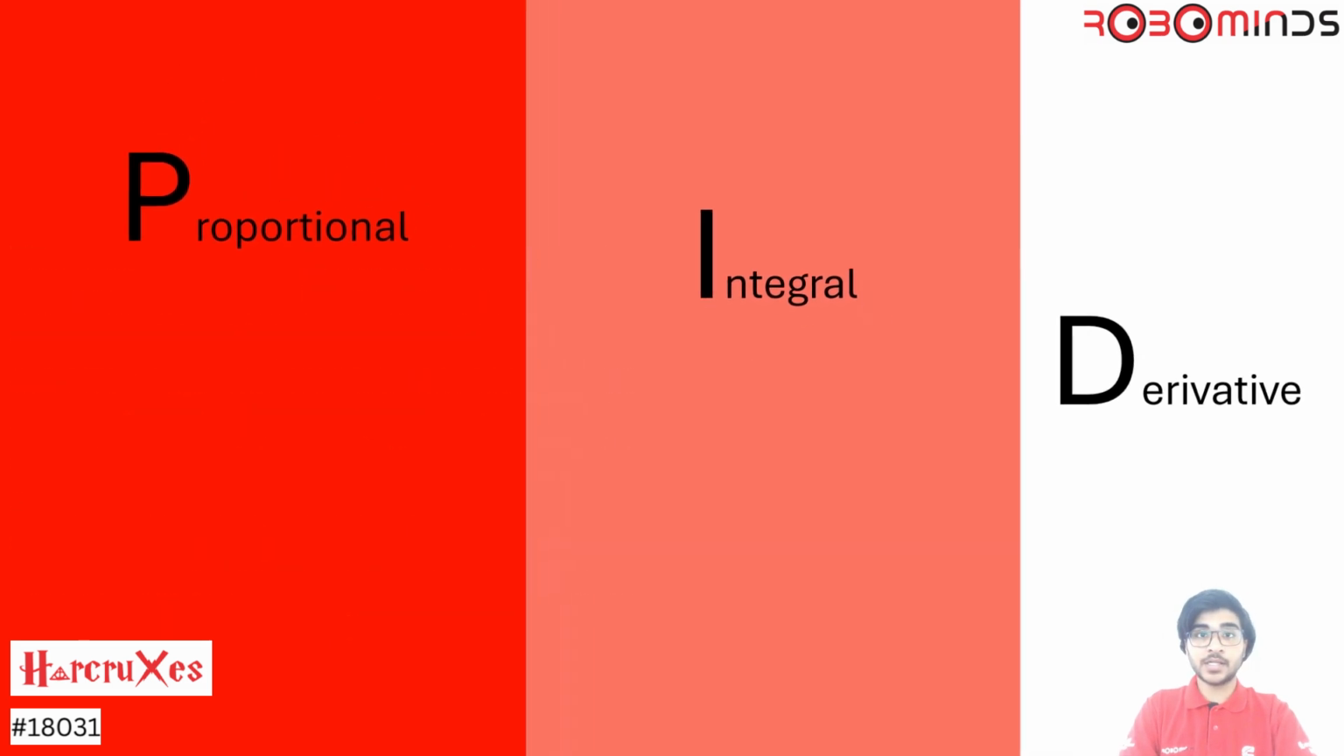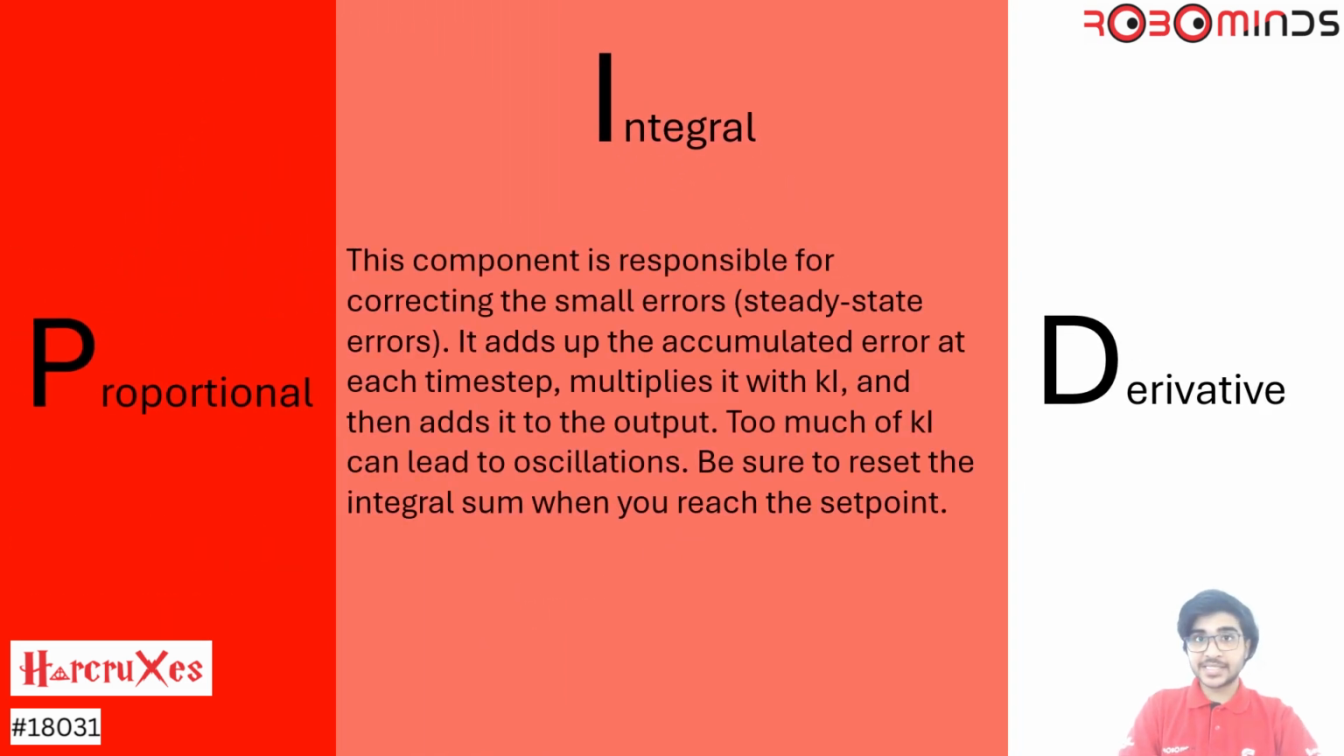The integral adds up the continuous errors that are being calculated at each time step, and by multiplying with the Ki, produces the integral component. This means that if you have a continuous steady state error, the integral component will continue ramping up the power until that error is gone. The integral, however, can lead to periodic oscillations. Therefore, you need to remember to reset the integral sum when you reach the set point.